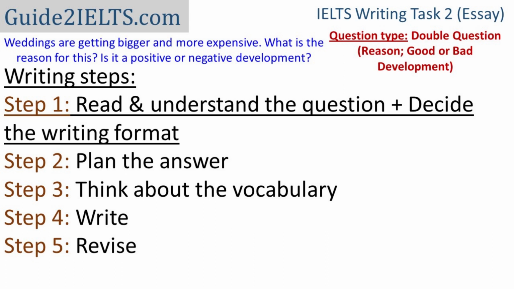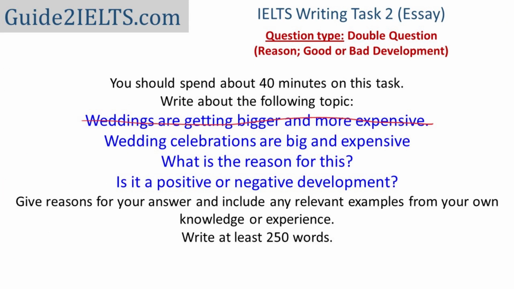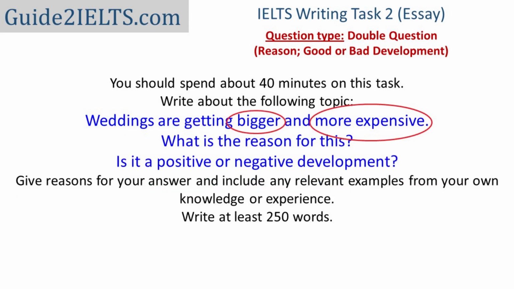If the question had been, wedding celebrations are big and expensive, it would have a different meaning. There would have been no comparison there. We could have written about why they were big and expensive in the past and how the trend has continued to date. But the way the question is given to us, it is about comparing the trend of today to the past, even though the past is not mentioned in the question. In this case, bigger and more expensive imply that we are supposed to compare wedding celebrations of today to those of the past. Next, there are two questions.